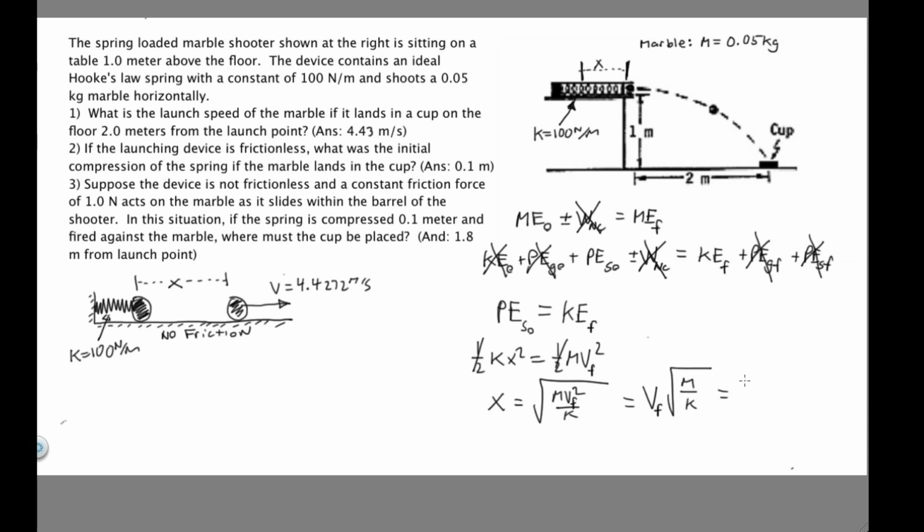So velocity final was 4.4272, and then square root, the mass of the marble is 0.05 kilograms, and the spring constant is 100 newtons per meter. So this gives us an answer of 0.099 meters, which we can just round off to 0.1.